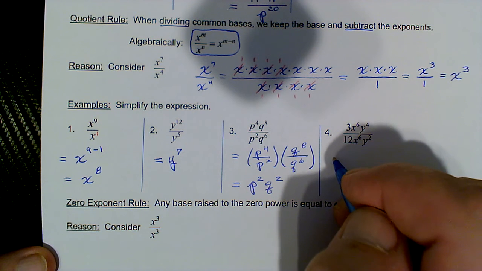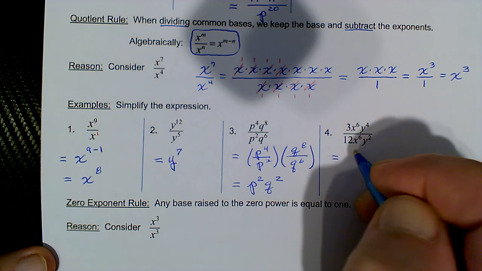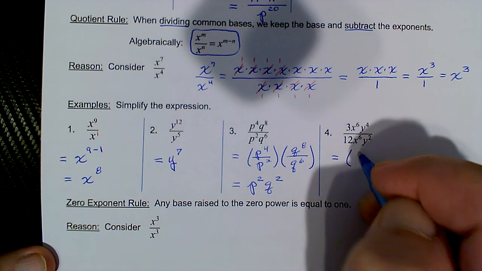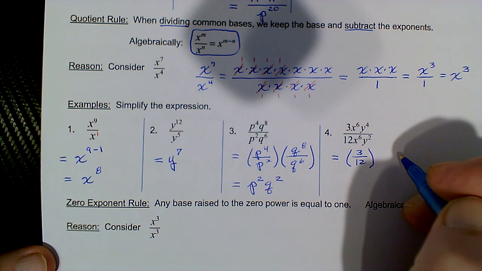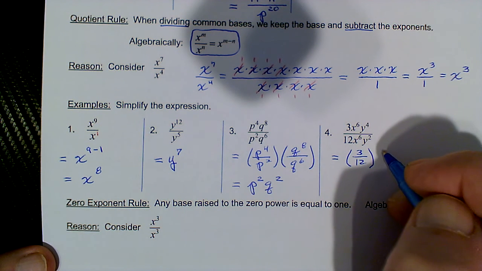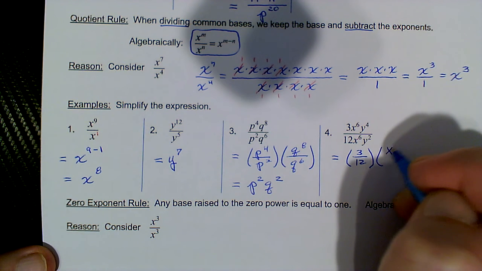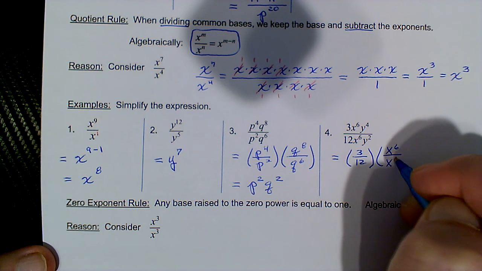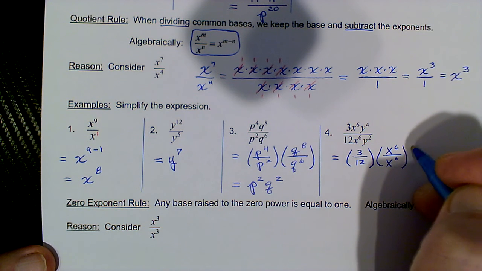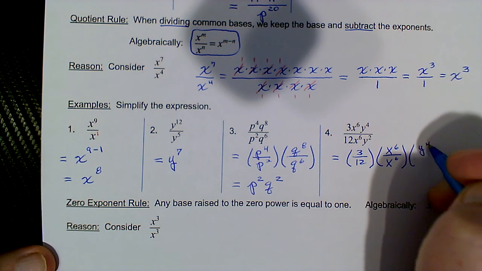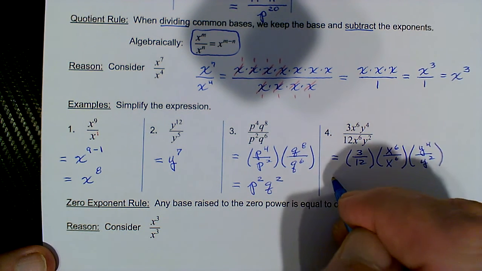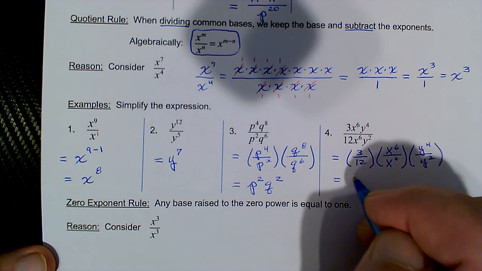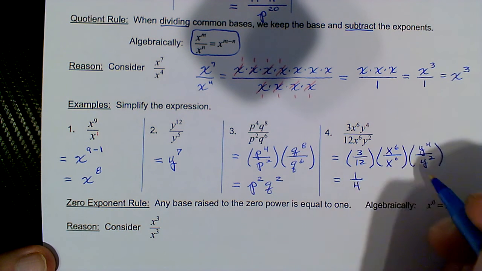Here's one where you want to be careful with the coefficients. You can group everything, like things together, like bases together, coefficients together, the x to the 6th together, and the y's to the 4th over the y squared together. Okay, this will reduce to 1/4.